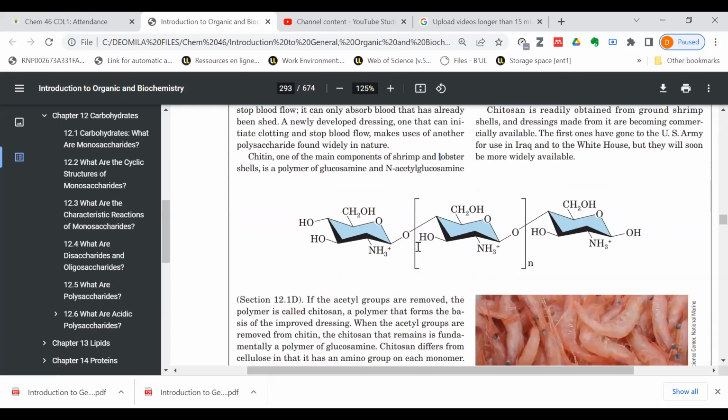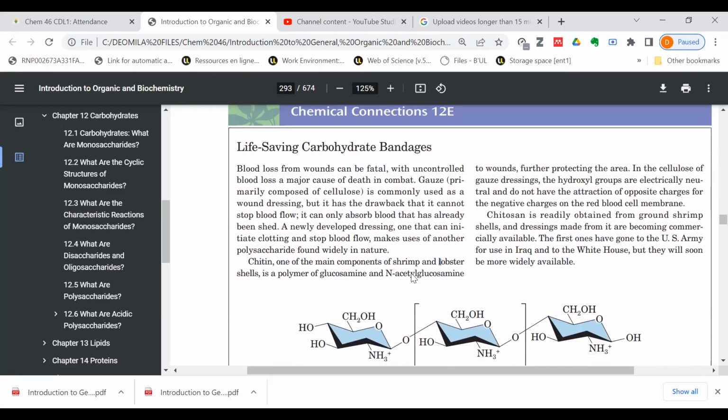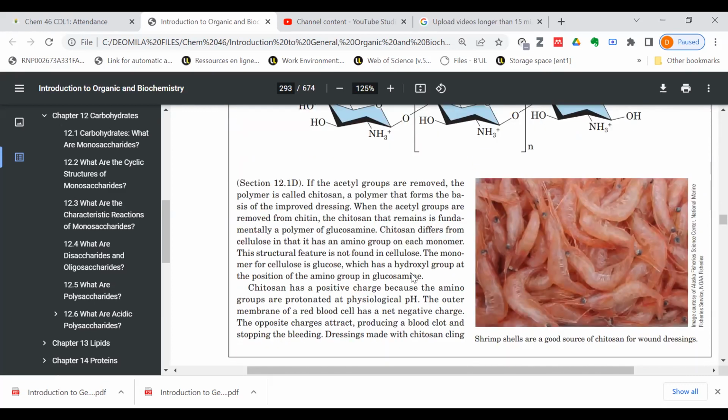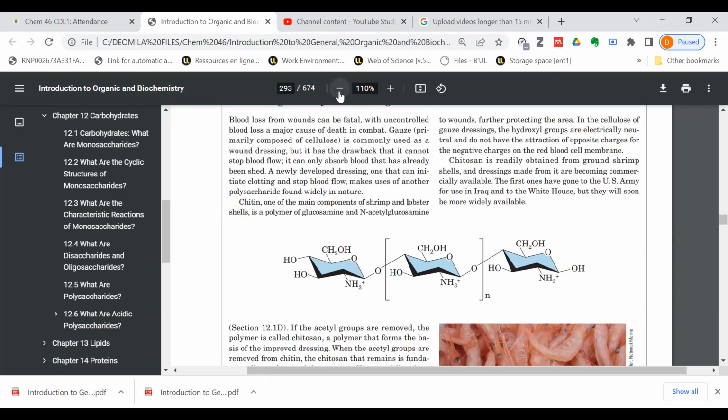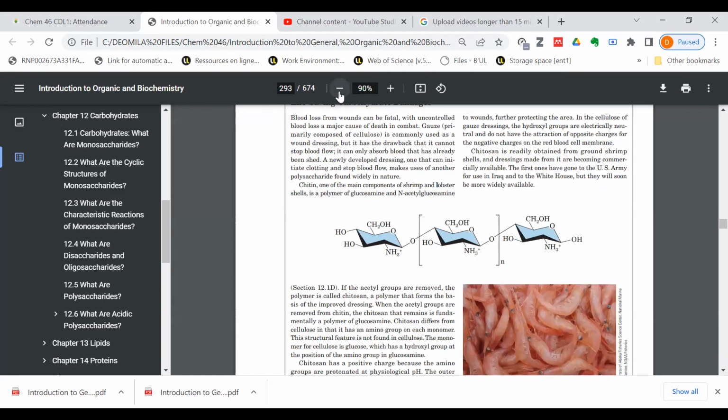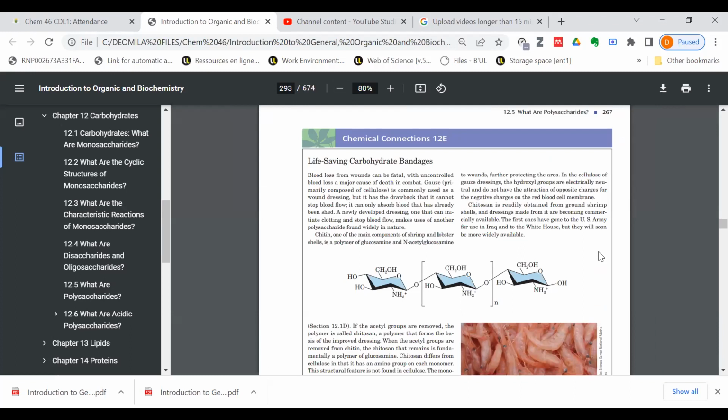Okay, so you have here the chitosan being utilized as a source for wound dressing. Okay, so maybe I can include this, and I will include this one for you, or you can just read in the book, and read in this.